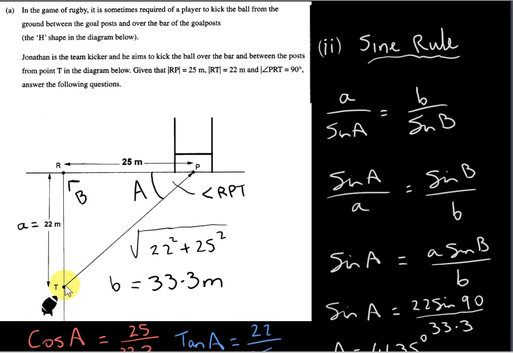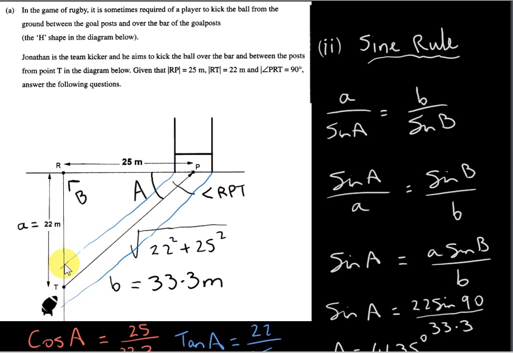Well, Jonathan has to compromise between being as close as possible to the goal mouth and also having a good view of the goal mouth. So if he kicks the ball from here, well, he's closer, of course. The distance is now this distance here, but he has less of a view of the goal mouth. So he's got a tighter angle.